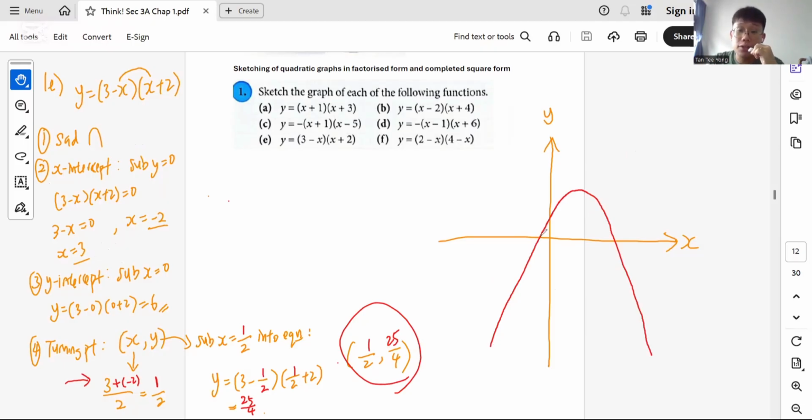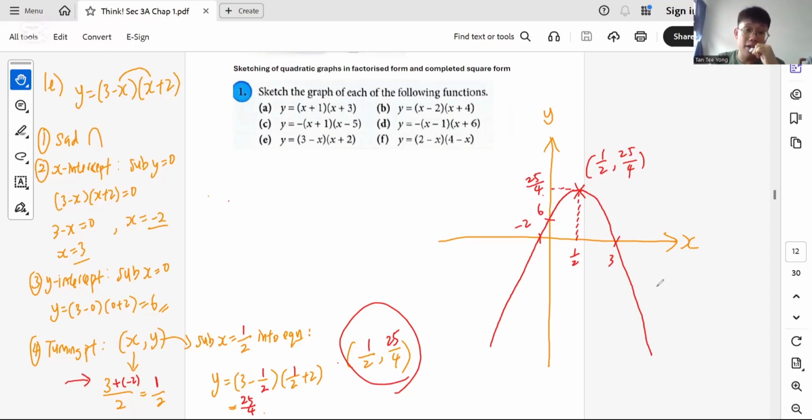Okay, so this is -2. This is 3. Turning point here, right? This is half, comma, 25 over 4. And then this is 6. Yep, the y-intercept is 6. So this value here is going to be half, and this value here is going to be 25 over 4.